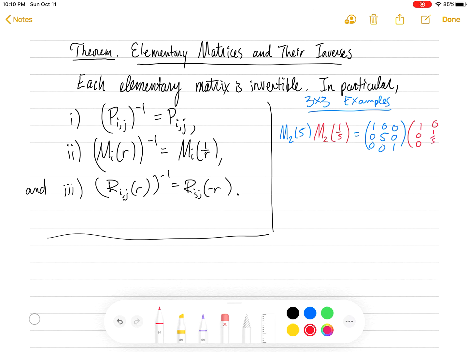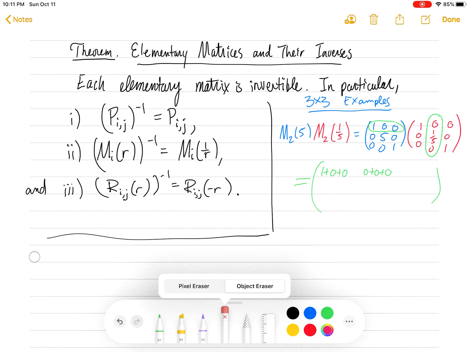So M2(5) is what? 1, 0, 0, and the second row is multiplied by 5, so you get 0, 5, 0, and then 0, 0, 1. And M2(1/5) is almost the same, right? You get 1, 0, 0, 0, 1/5, 0, 0, 0, 1. And then we start calculating that.